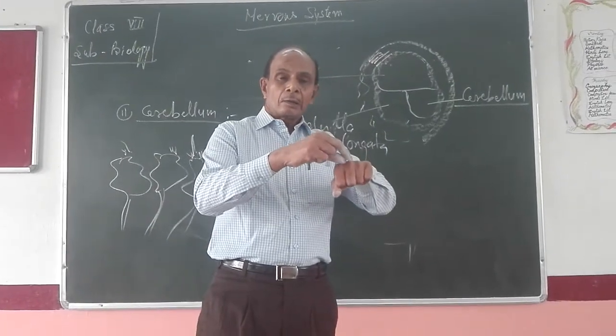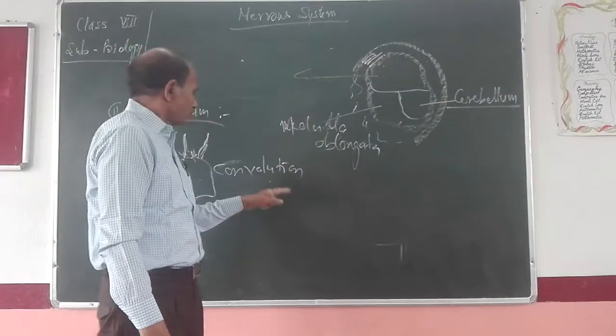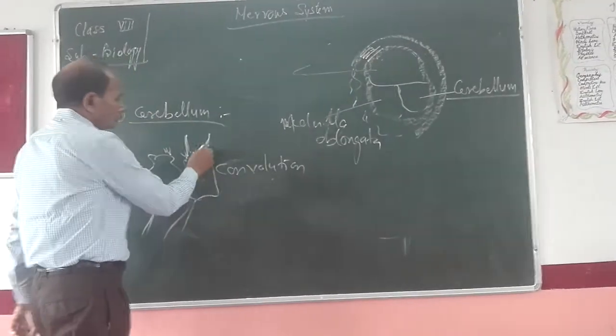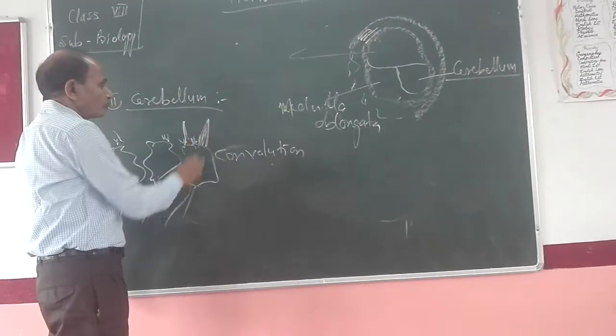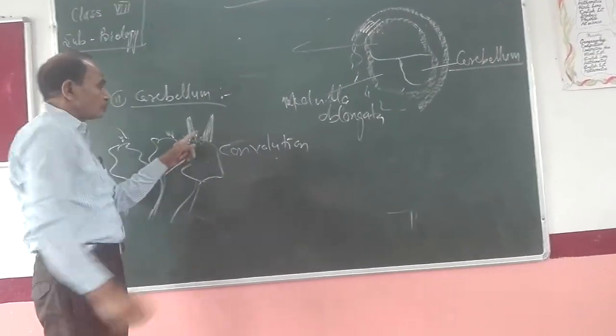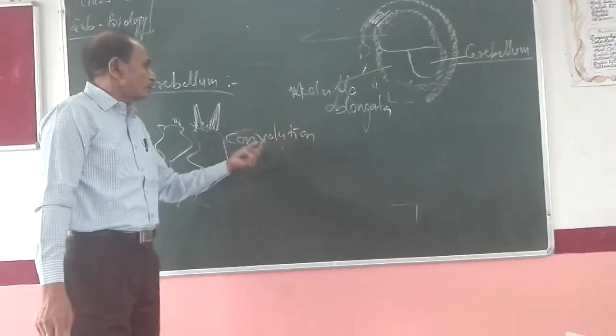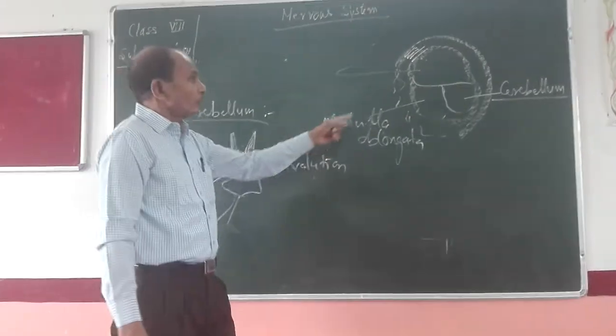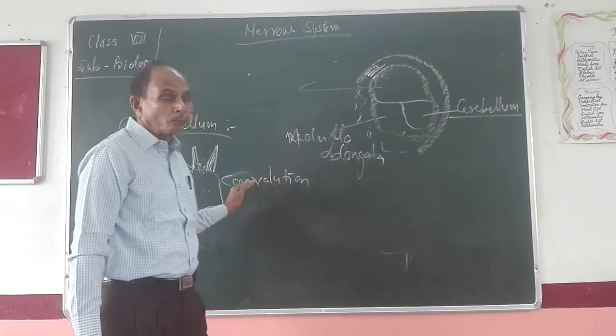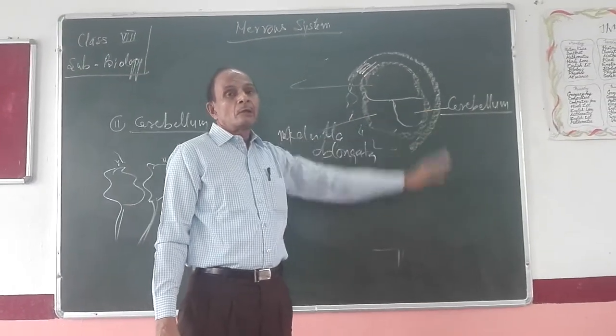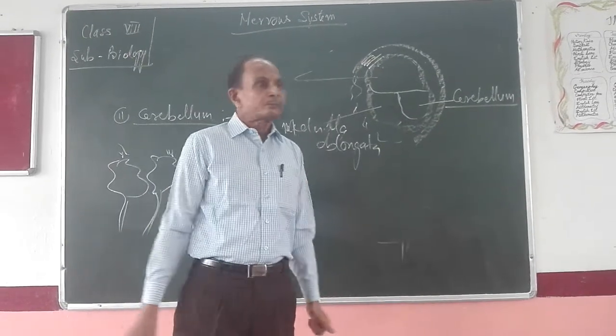both in combined form are known as convolution. This one is the elevated portion, this one is the depressed portion. The depressed and elevated portions in combined form are known as convolution. In the case of the cerebrum, the convolution is more, but in the case of the cerebellum, the convolution is less.